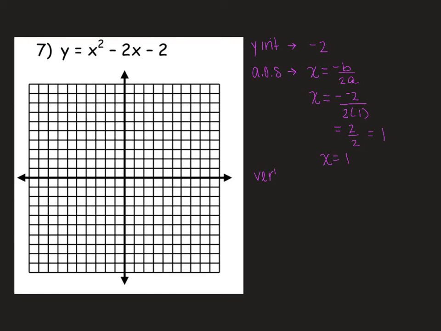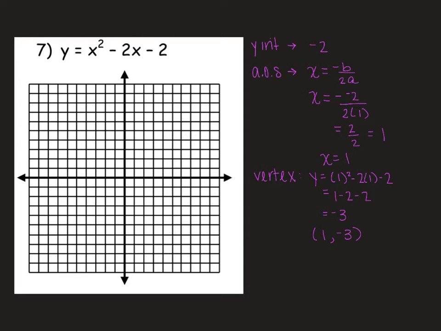Now we can use our axis of symmetry to find our vertex, and we find that by just plugging it in. We're going to plug it in for our x's. So y equals 1 squared minus 2 times 1 minus 2. Just use your order of operations: square that term, multiply, write it down. So we have 1 minus 2, which is negative 1, minus 2 is negative 3. So for our vertex, we know that the x is 1 and the y is negative 3.